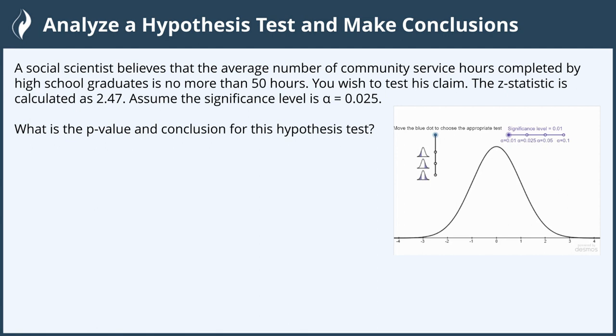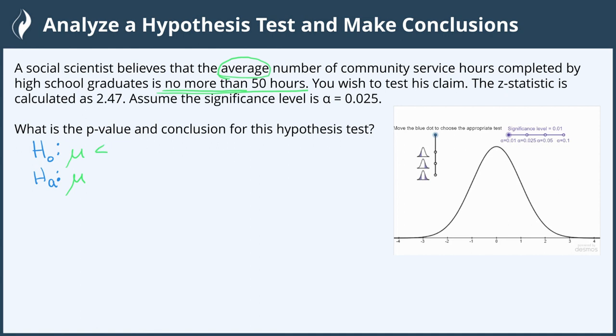The first thing we need to do for a hypothesis test is identify the hypotheses. So we're going to look for the null and the alternative hypotheses. Reading back through the question, we see that the scientist believes that the average number of community service hours, since we're dealing with average, this means that we have a mu, which represents average, and we have the phrase is no more than 50 hours. This phrase no more than means that it is the very top amount. We can't go beyond that. So it's going to be less than or even equal to 50 hours.